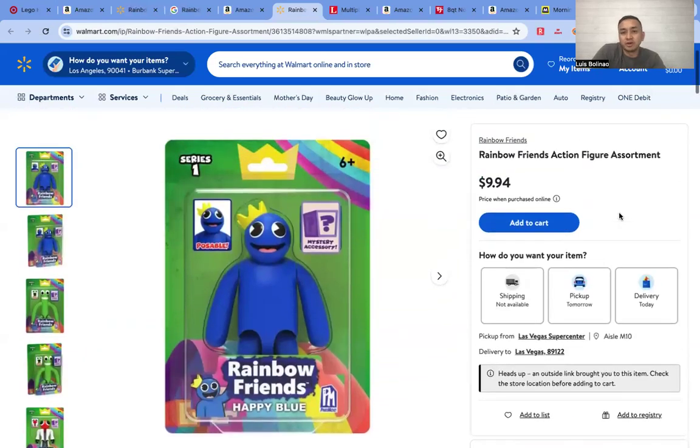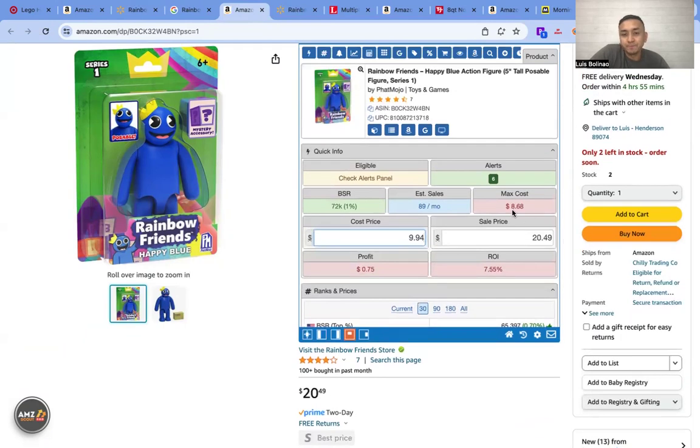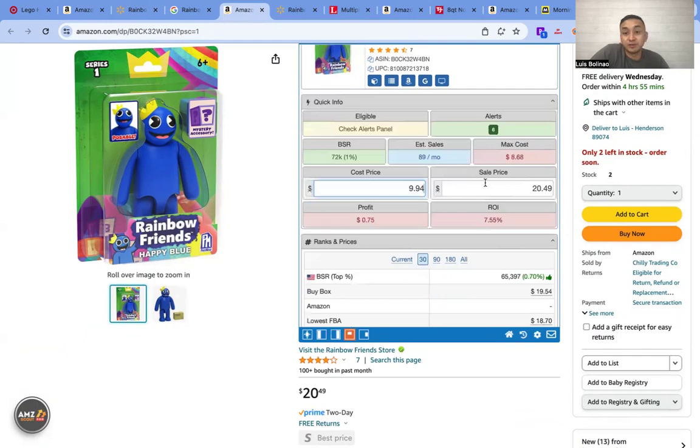So the price on Walmart is $9.94, right? So again, I just plug it here, $9.94, and then I run the numbers. Sales per month is 89. ROI is 7%, which is below my standard, right?